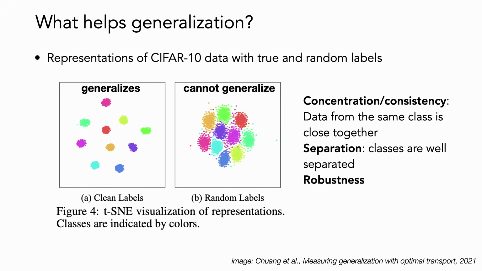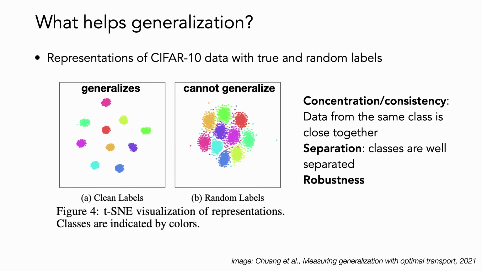So this is really capturing that something that generalizes versus something that can't generalize will have this concentration or consistency. Data from the same class is close together. And separation. Classes are well separated. And robustness, right? If you move a little bit in any direction, you're not crossing what we might call a class boundary if you trained a downstream classifier on this.